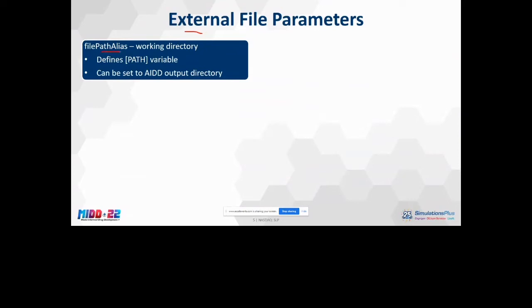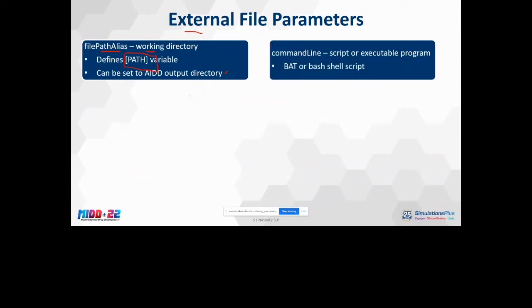So the first thing is a file path alias. So you set this to a specific working directory. Typically, I set it to the AIDD output directory. And so we define a path variable. It's enclosed in square brackets. So then you can use this to point to different files in the parameter file.